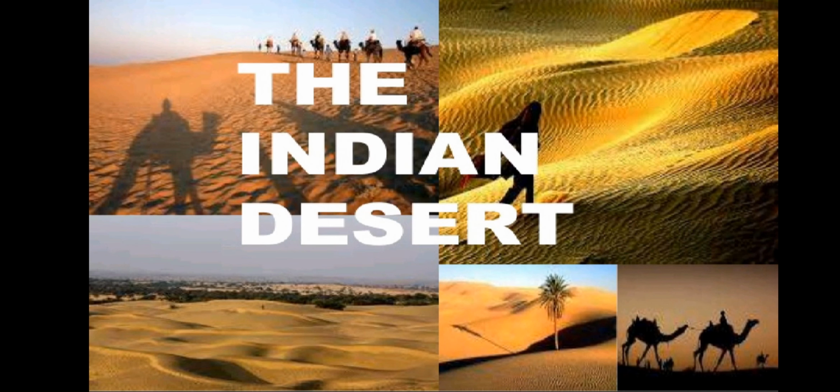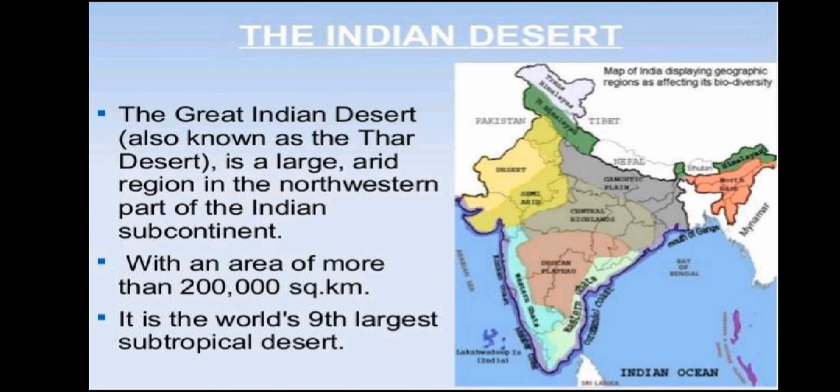Now, let us talk about the Great Indian Desert. You can see on the figure, the desert is in Rajasthan, northwestern part of Rajasthan. The Indian desert lies towards the western margins of the Aravalli Hills. It is an undulating sandy plain covered with sand dunes.